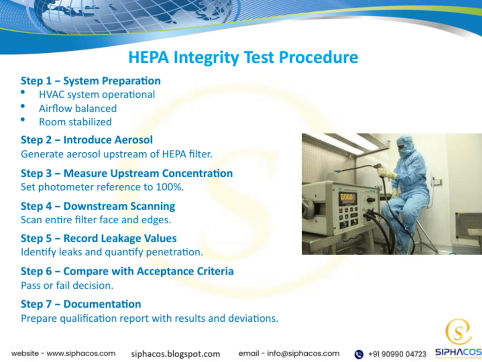In Step 6, we compare our findings with the acceptance criteria. Based on this comparison, we make a pass or fail decision for the filter's integrity. Finally, in Step 7, we document everything. We prepare a qualification report that includes all the results and any deviations encountered during testing. This process ensures that our HEPA filters are functioning correctly, maintaining the safety and quality standards essential for our environment.